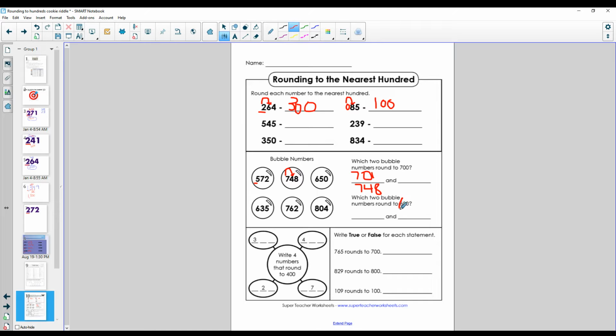Here, you're rounding to 600. What two bubbles would round to 600? I automatically know it's not 800 because if we are rounding to 6, it would never go up that far.